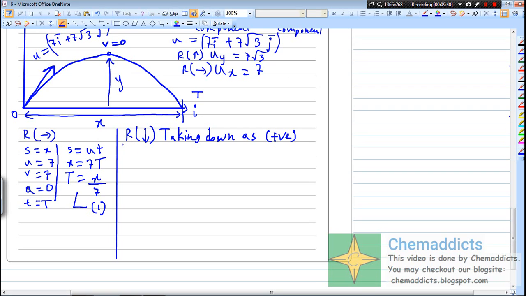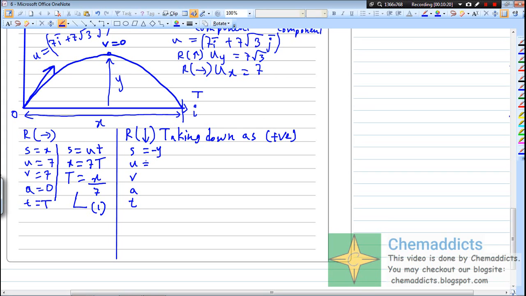Since we are dealing with the vertical direction, we're going to use only vertical components. In this case the vertical component of displacement is y. Once again we are using the SUVAT equation. Since downward is positive and the displacement is upward, the displacement would be negative.